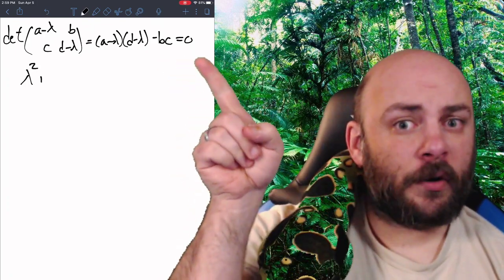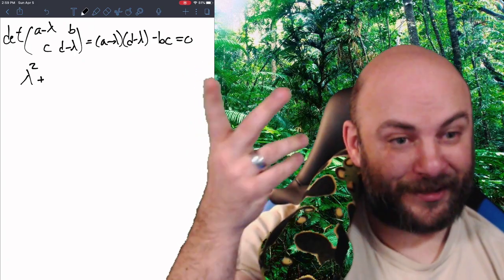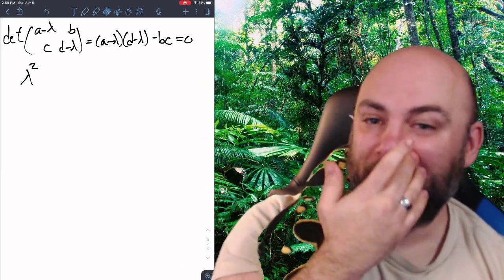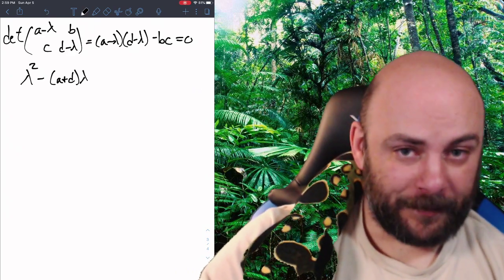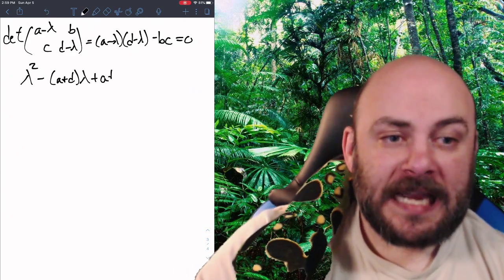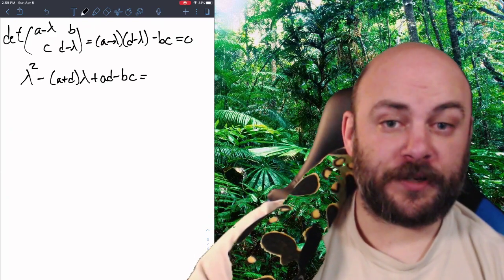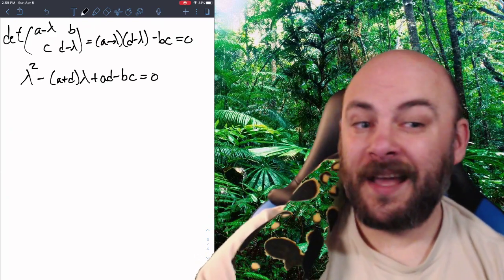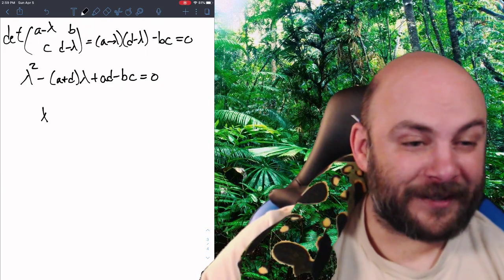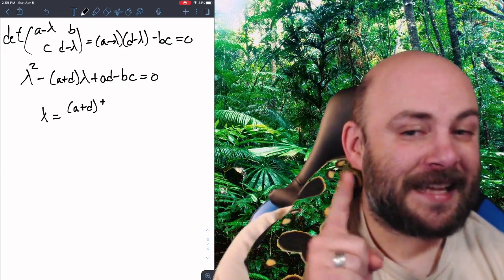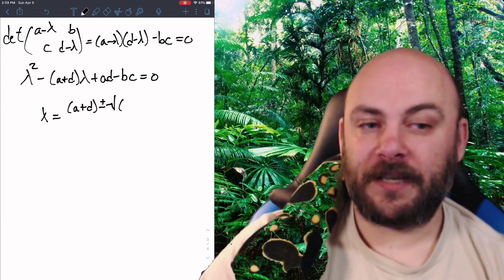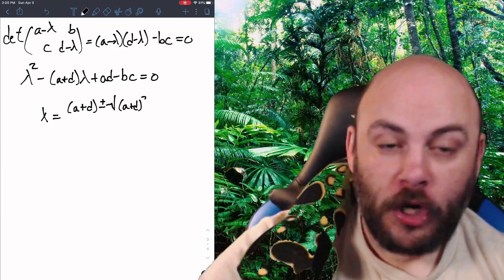Now look at that. The only unknown is lambda. Cool. Let's multiply everything out here. We get lambda squared minus (a plus d) lambda plus ad minus bc should equal 0. This is often called the characteristic polynomial of that matrix. The fact that that is the exact same terminology that we used before is not a coincidence.